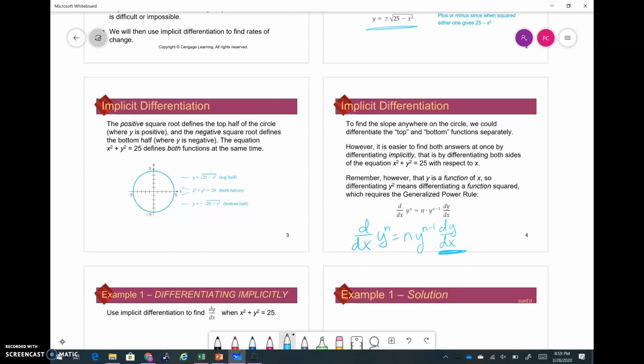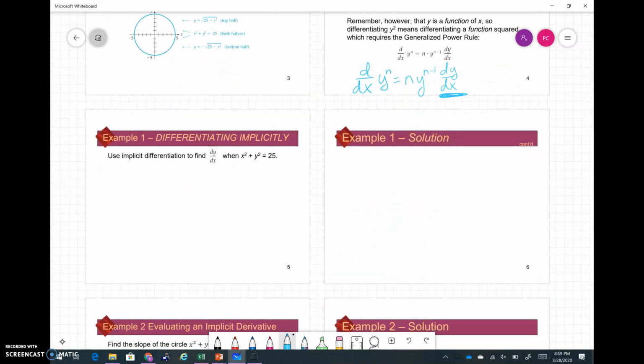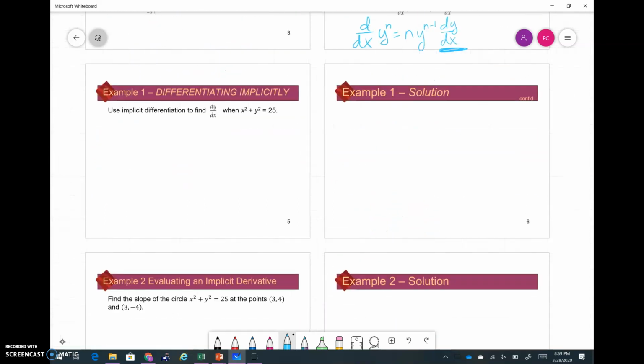So how does this come in handy? Let's look at example 1. We're going to differentiate, I'm going to change colors here. We're going to differentiate x squared plus y squared to find dy over dx, because that's the derivative. So we're going to find dy over dx. I have x squared plus y squared equal to 25.